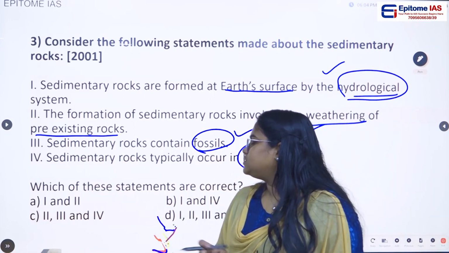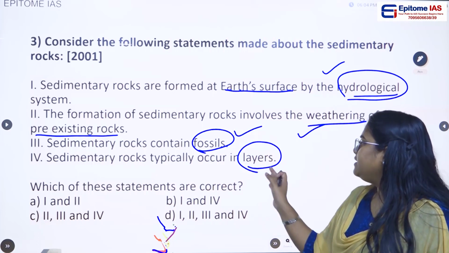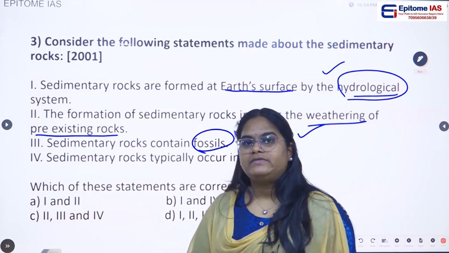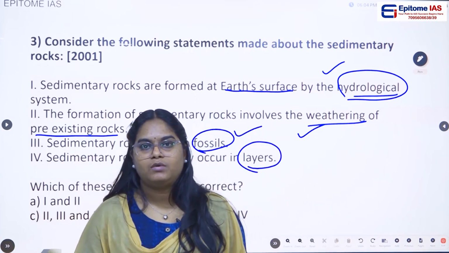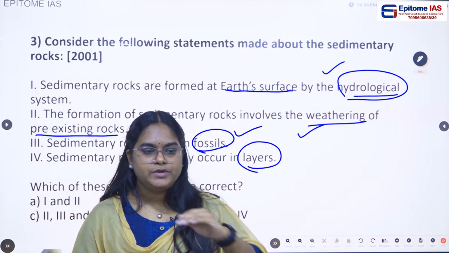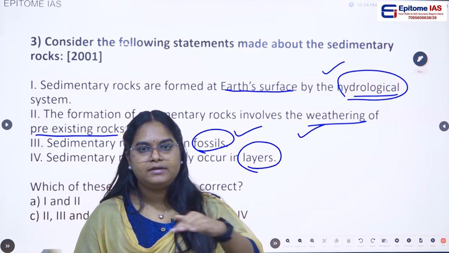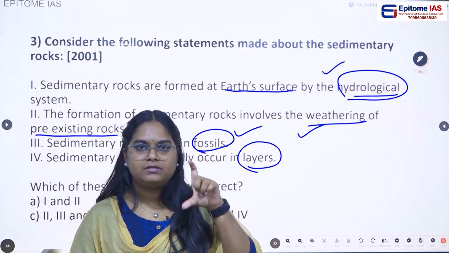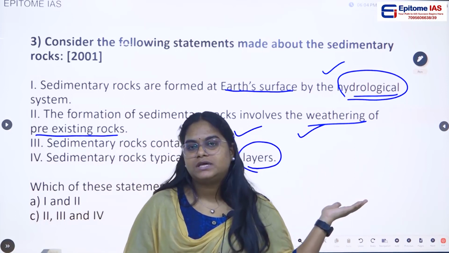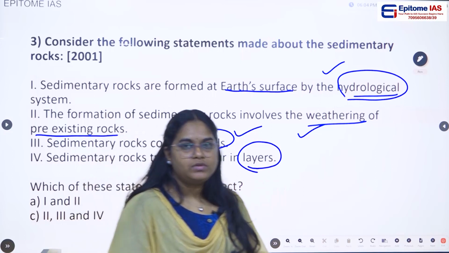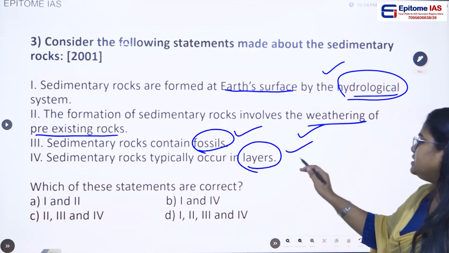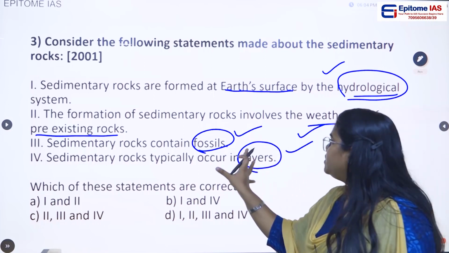Then statement 4, sedimentary rocks typically occur in layers. Is that true? We already saw, yes. Whenever we need a sedimentary rock, how is it going to be formed? The sediments are going to be carried away, and it is going to form layer after layer. Layers are going to be formed, then only can the sedimentary rocks be formed, right? So these sedimentary rocks are always formed by layers. So typically they occur in layers. So this statement is also correct.